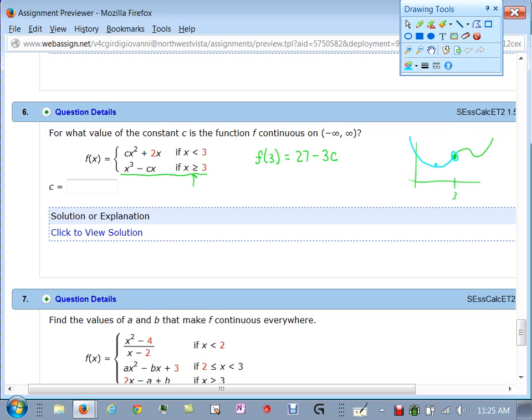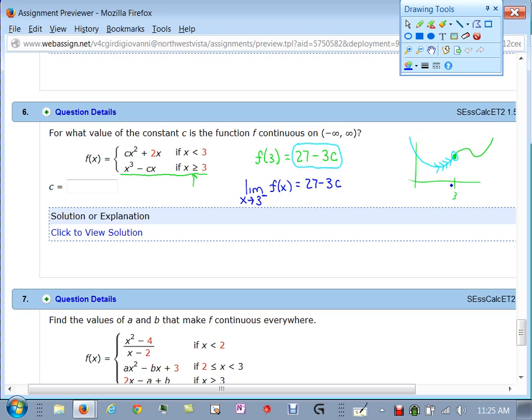So what we're going to be looking at is what is the limit as I come in. I need that limit to head to this value. So here's the way I'll do it. The limit as x approaches 3, and I want to come in from the left-hand side of the function, must be equal to 27 minus 3c.